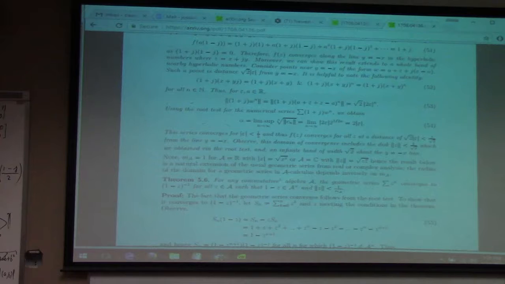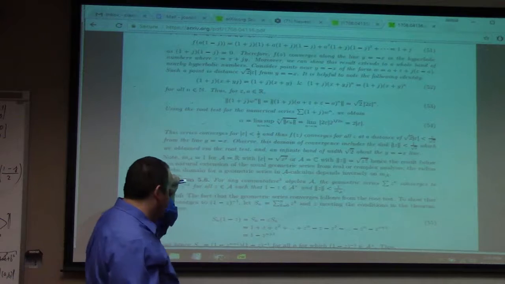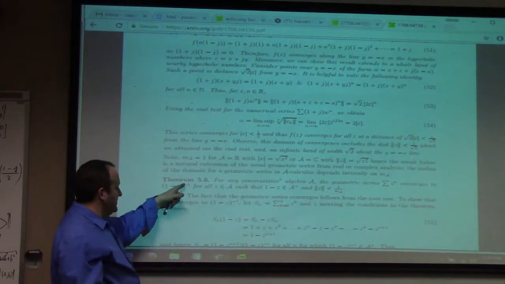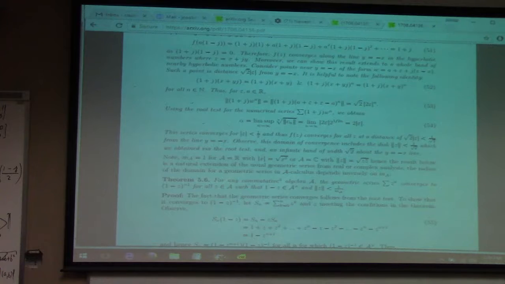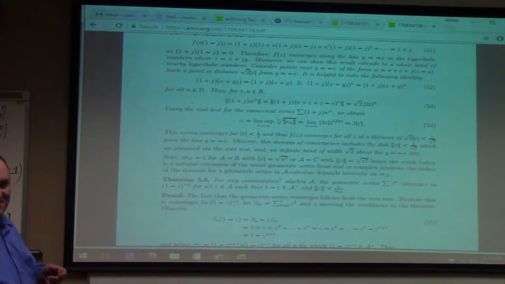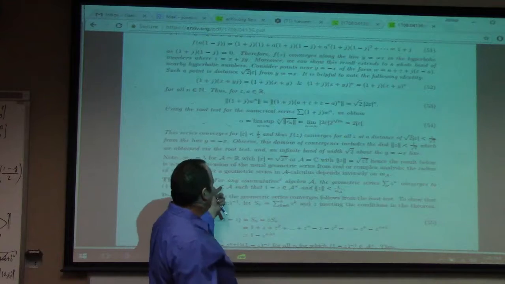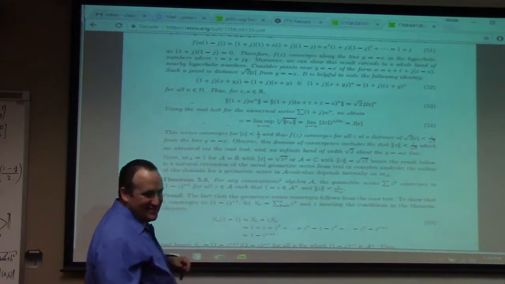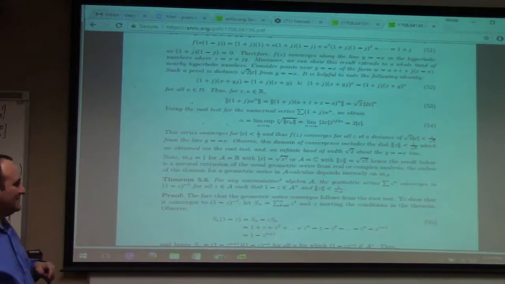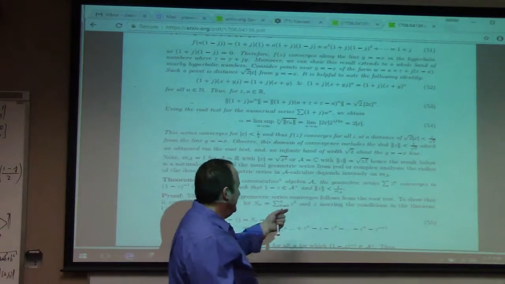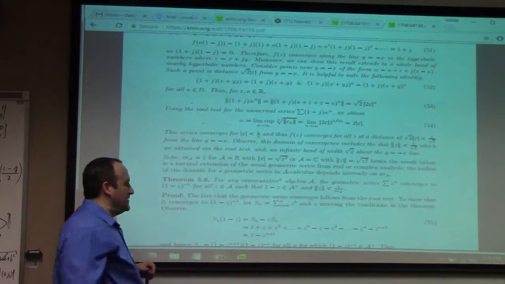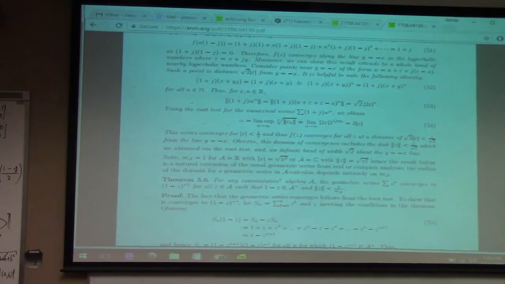There it is. For any commutative algebra A, the geometric series, the sum over z to the n, converges to 1 over 1 minus z. That's still true for all z and a such that 1 minus z is a unit, and you need that the length of z is less than 1 over m_A. So in fact, that theorem tells me that this converges.